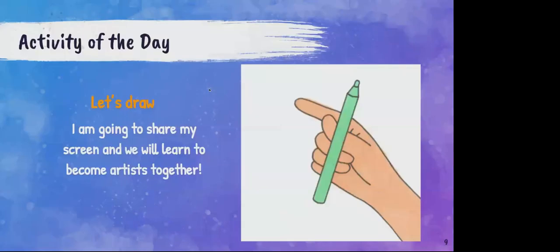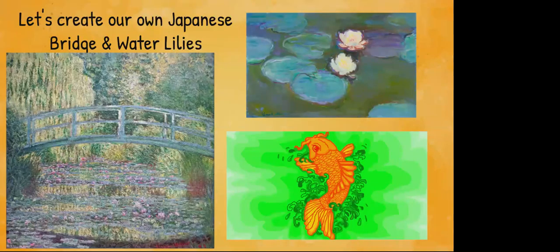Okay, so let's go ahead and get started. We have our materials and we are ready. We are going to also be adding on to our Japanese bridge and water lilies. We are going to learn how to draw koi fish. We are going to put a koi fish right in our water where our water lilies will sit. And if you notice with our Japanese bridge and our water lilies, it's very colorful. We have a lot of different colors. We have green, pinks, yellows, we have blues. So we are going to create our own landscape with water lilies and a koi fish. So is everyone ready to get started?